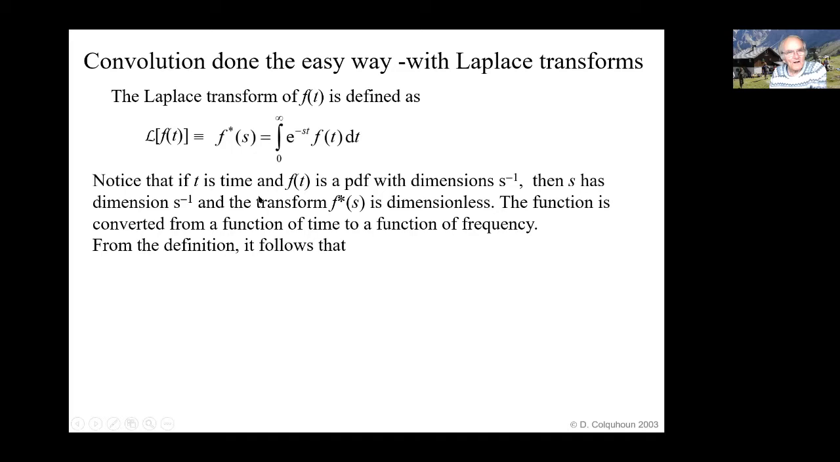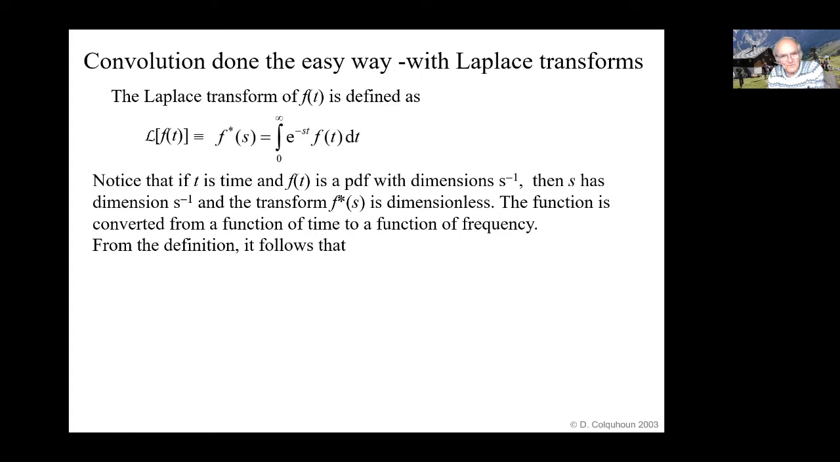Well, let's say a couple more things about the Laplace transform before going on. t is time, and f of t is a probability density function, which has the dimensions of reciprocal seconds. In that case, s has the dimensions of reciprocal seconds, and the transform f star of s is dimensionless. The function is converted from a function of time into a function of frequency. s is usually the variable used for a Laplace transform. It's a bit unfortunate because it's not to be confused with the dimensions of seconds.